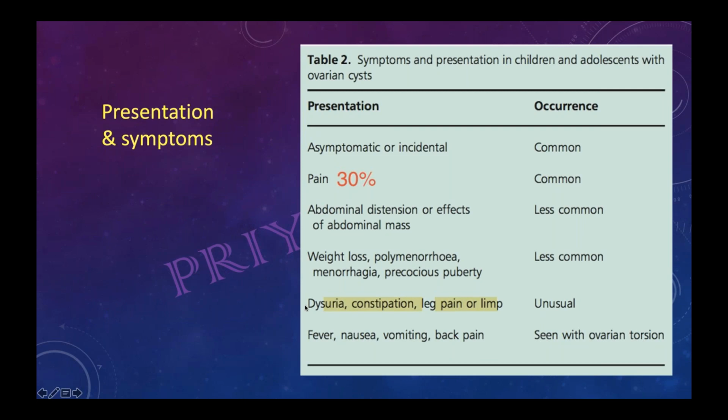So sometimes they can ask what could be the presenting symptom. The most common presenting symptom will be pain, and it will be present in 30% of the patients, okay. Other symptoms could be abdominal distension and mass, weight loss, polymenorrhea, menorrhagia, precocious puberty, dysuria, constipation, leg pain, limp. These are the unusual symptoms, and also fever, nausea, vomiting, backache. If any acute emergency or torsion is there, you may be asked the question: the most common symptom of presentation will be pain, that is in 30%.